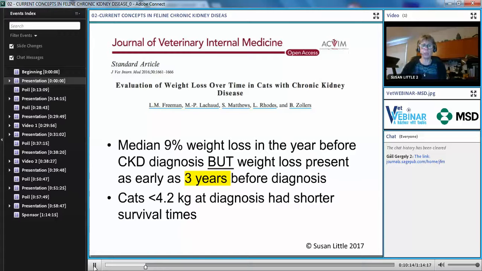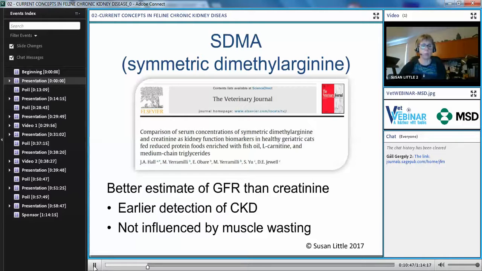The other thing they noticed in this study was that cats that weighed under 4.2 kilos at the time they were diagnosed with chronic kidney disease had shorter survival times than cats that weighed more than 4.2 kilos. So that tells us that if chronic kidney disease isn't diagnosed until a cat has already lost a lot of weight, so we don't intervene until later in the course of disease, of course we have less ability to stabilize a cat and less ability to extend their lifespan. So another reason why early diagnosis of disease is really important.